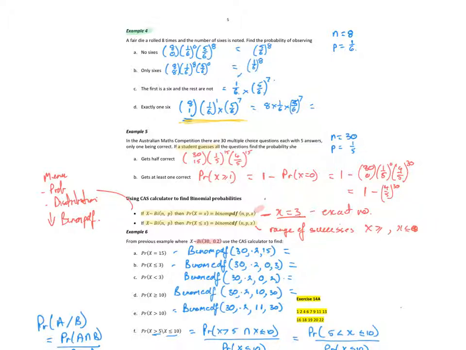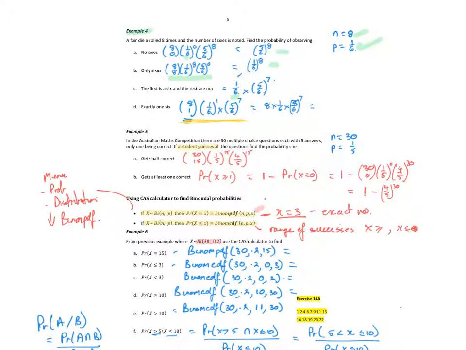8 trials, probability of success is 1/6. Continue to use your binomial rule. So 8 trials, 0 successes, 1/6 to the 0, 5/6 to the 8th, okay? And possibly we can get some decimal values there if I had access to the CAS. Only 6s means 8 out of 8 trials, 8 out of 8 6s. So x is 8 in that case.